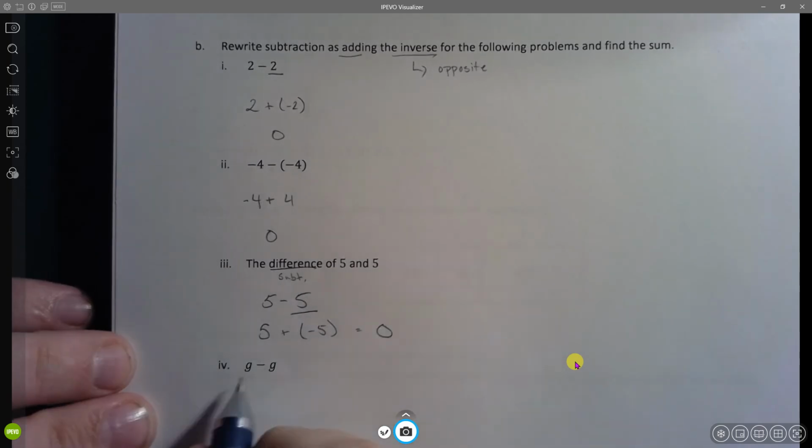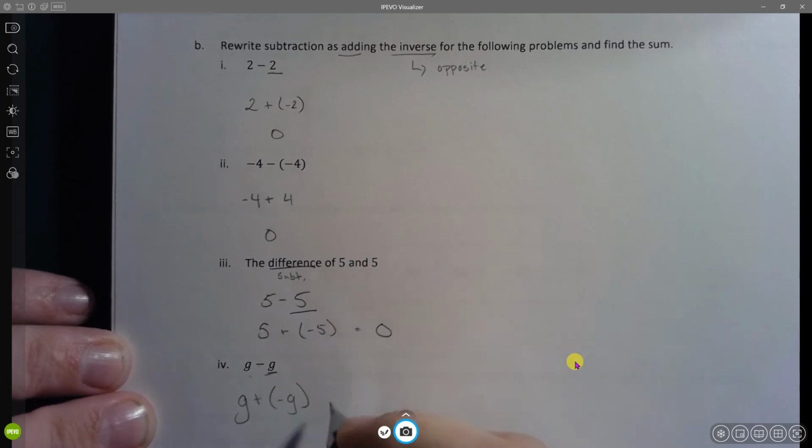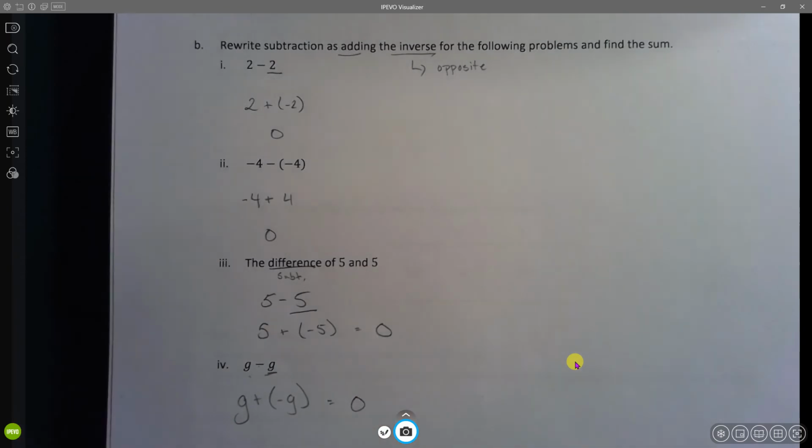Now we're doing it with variables. So we keep the first one, g, change the subtraction to addition. The opposite of a positive g is a negative g. g plus a negative g is going to be 0 again.